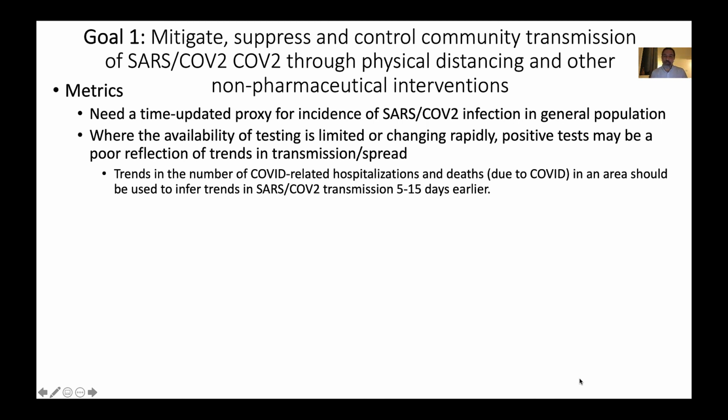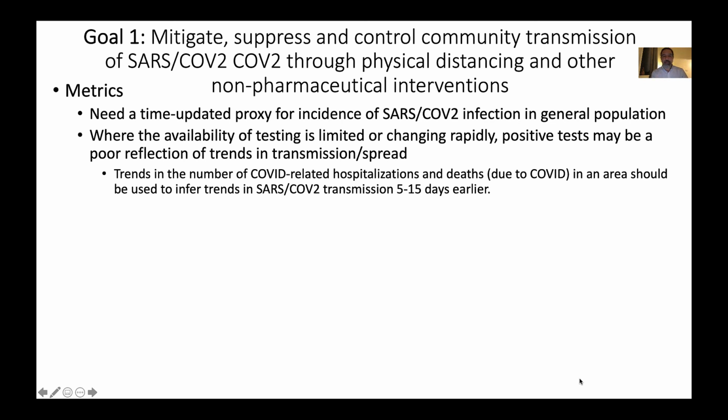By the way, there was no test, or not a test really available early on, and so we had to think about how to do this where the testing capacity is limited or changing rapidly. Looking just at positive tests when it wasn't really widely available could be a poor reflection of trends in transmission and spread.